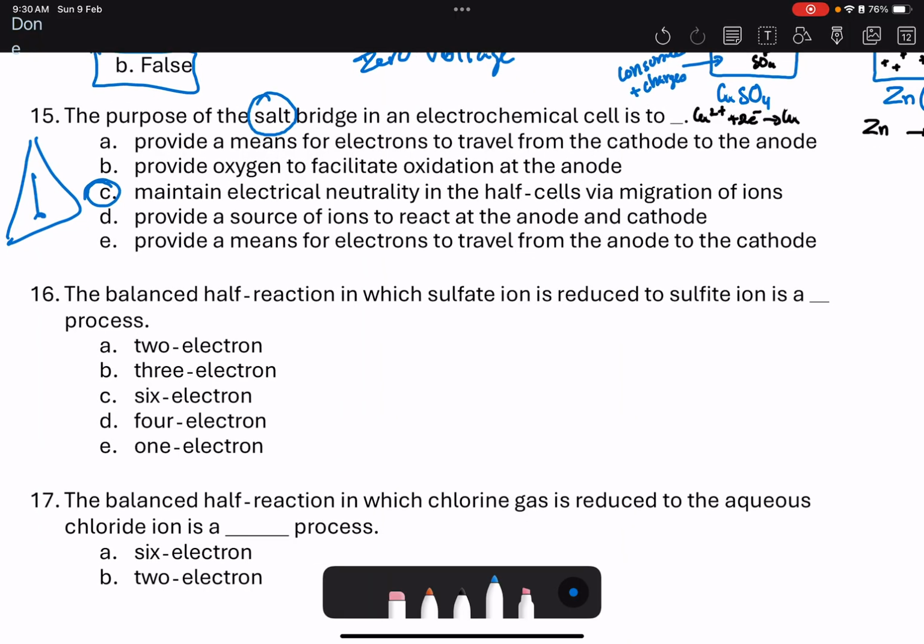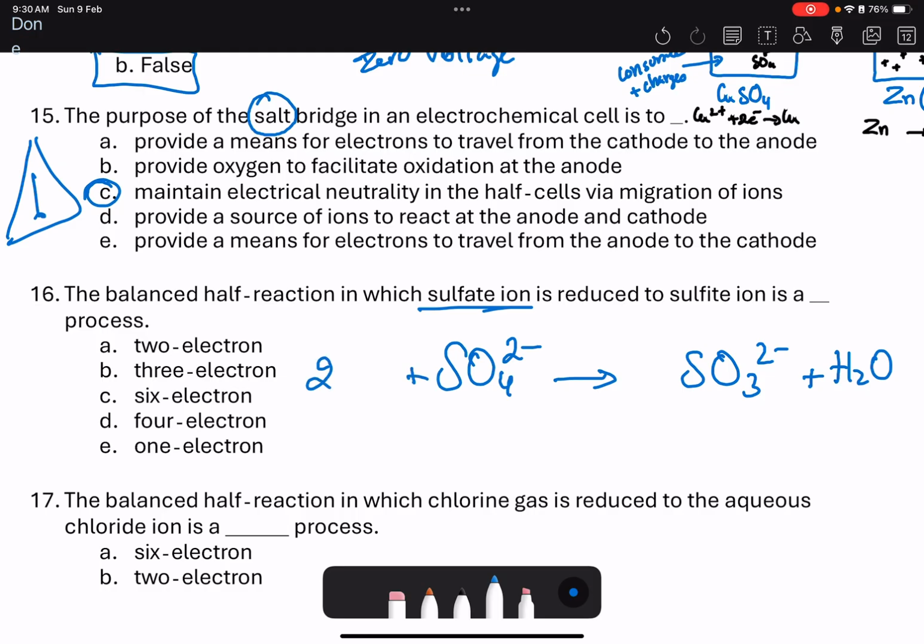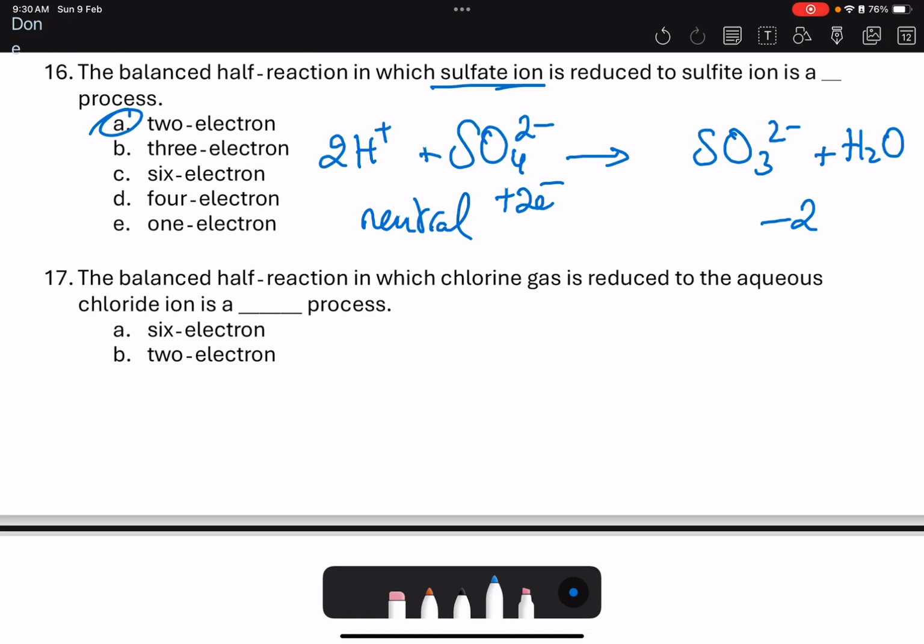The balanced half reaction in which sulfate ions are reduced to sulfite. How many electrons? Okay, so let's do it. S and S are balanced. I need one oxygen on this side, so that means I will add 2 H+ on this side. Now 2 plus and 2 minus: this side has a neutral charge, whereas this one remains 2 minus. So we need to add 2 electrons in here in order to balance the charges. So it's a 2 electron process.